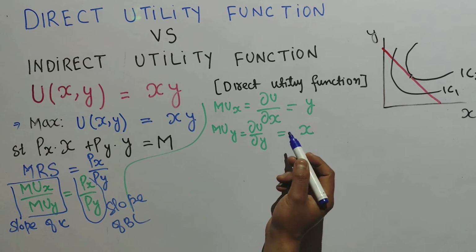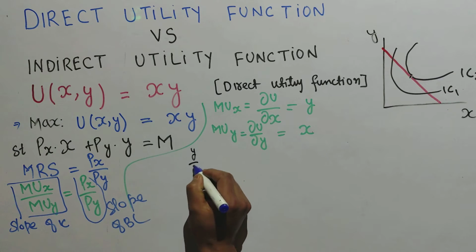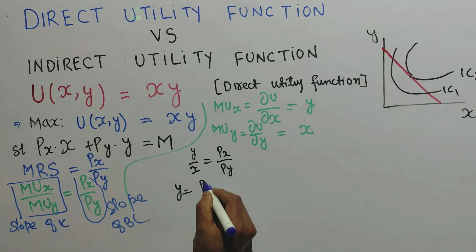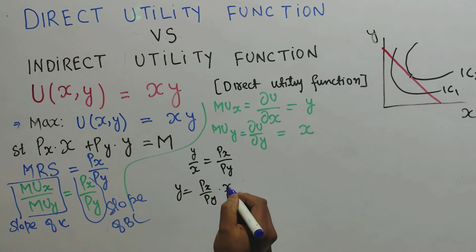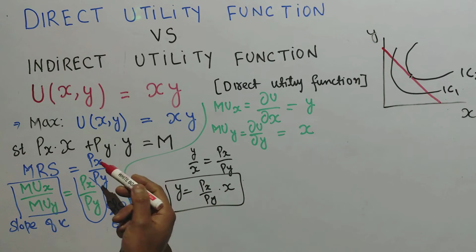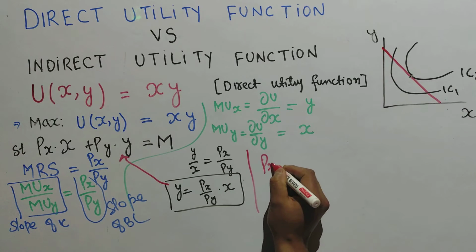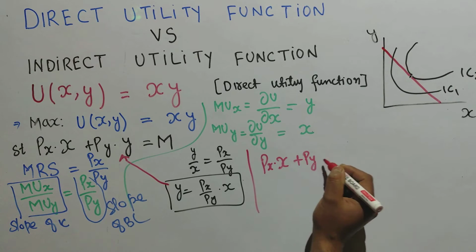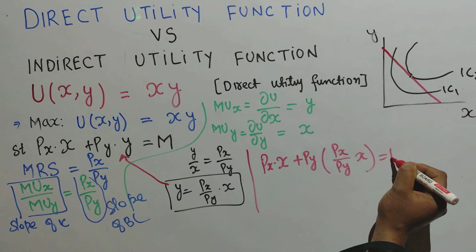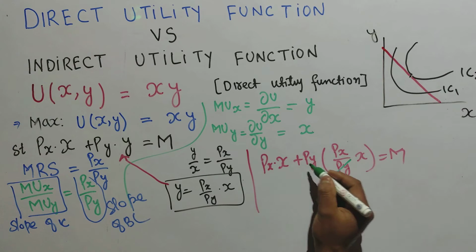So when we solve this, MUX upon MUY comes out to be Y upon X, which should be equal to price of X upon price of Y. Solving for Y, we get price of X upon price of Y times X. When we plug the value of Y into the budget constraint, what will we get? We will get price of X times X plus price of Y times price of X upon price of Y times X, equal to the income of the consumer. So here PY gets cancelled.